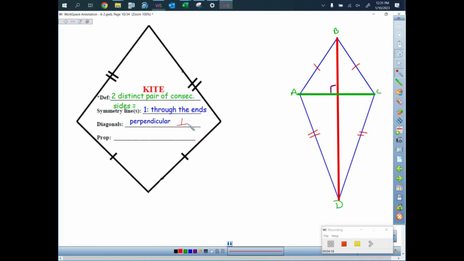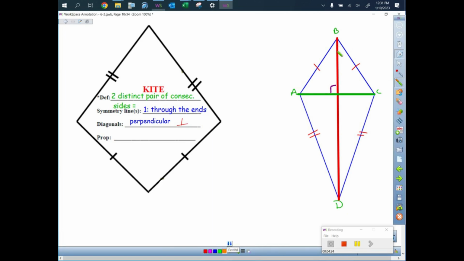Upside down capital T. I don't care if you write out the word perpendicular, if you just put that symbol. Those two right there totally intersect at a 90. Out of the other fancy things, I just want to talk about it, even though it's very strange to us. They do not bisect each other.